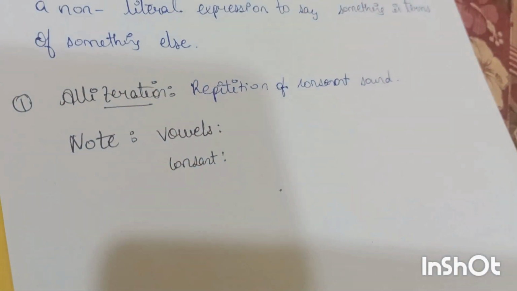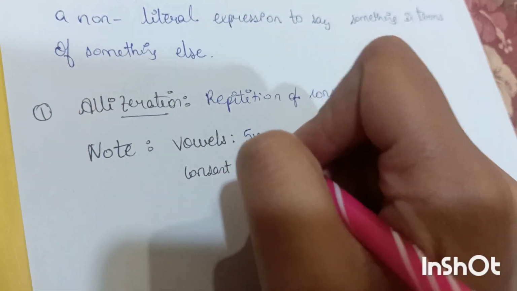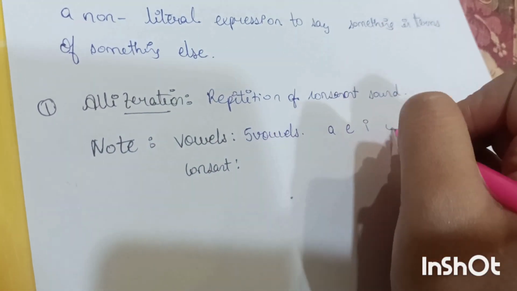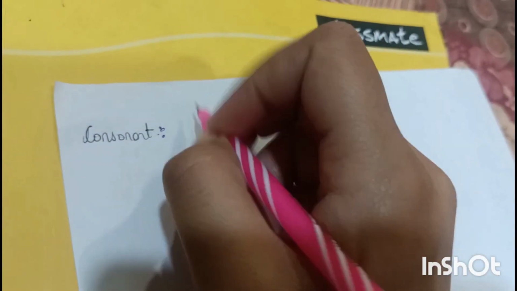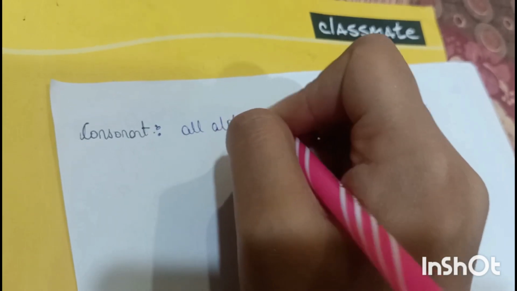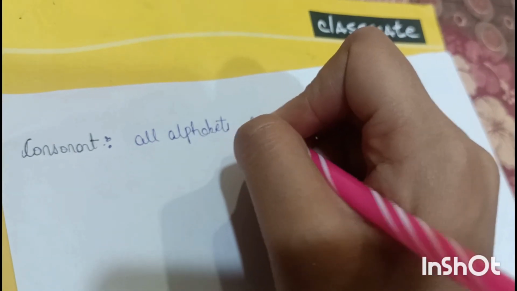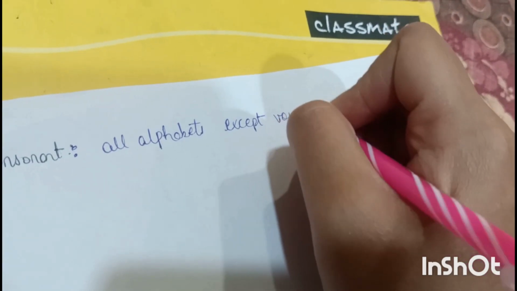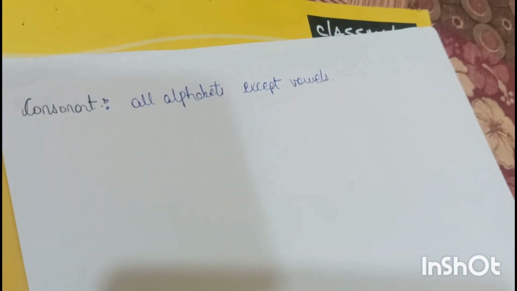So you know that there are five vowels, and that is A, E, I, O, U. So now let's see what are consonants. So consonants are all alphabets except vowels. Okay, so now let's see the example for alliteration.